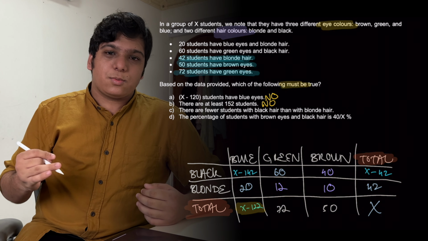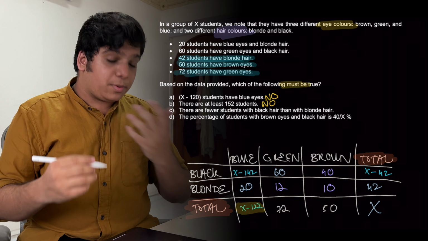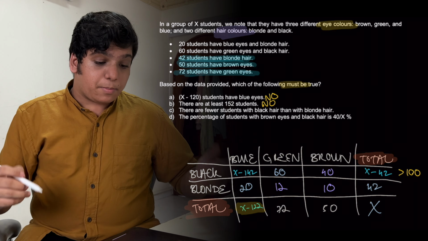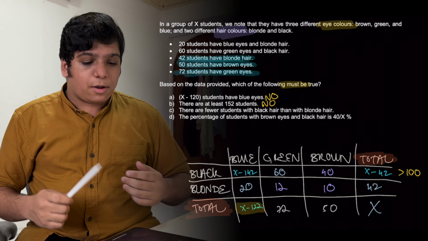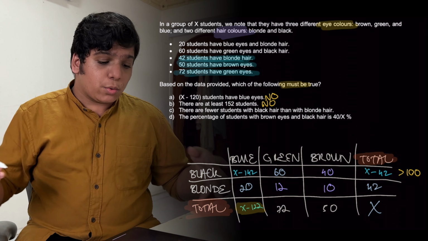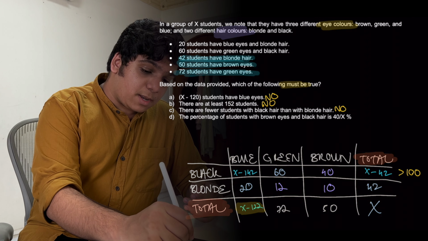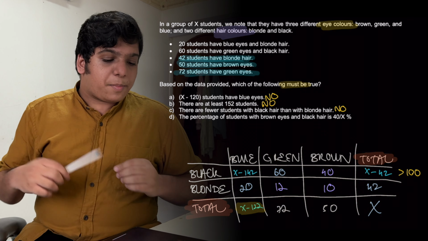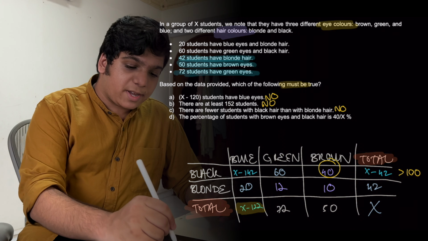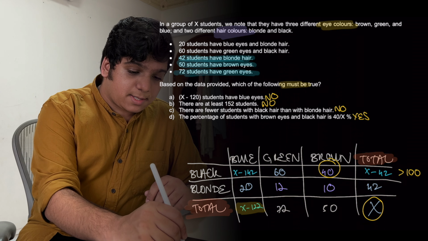There are fewer students with black hair than blonde hair. Well, this is demonstrably false because we know that X minus 42 is at least greater than 100 because the people with green eyes and black hair along with brown eyes and black hair make up 100 people, while in total the people with blonde hair are only 42. So this is no as well. The last option, the percentage of students with brown eyes and black hair is 40 by X%. Yes, this is true because we have 40 over here, we have X over here, so this is true.